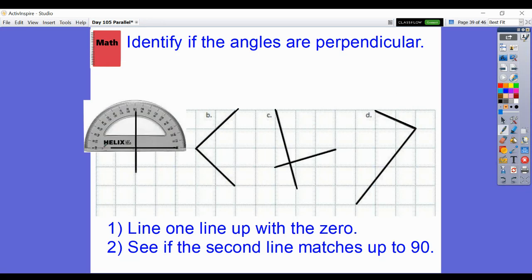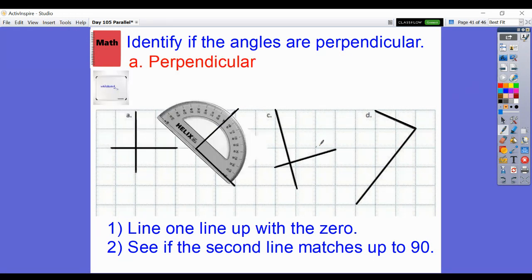A, you place one line right on the baseline, 0 degrees, and then the second line should be 90 degrees, and it is 90 degrees. Therefore, A is perpendicular. B, again, there's the baseline on 0 or 180, and this line should measure at 90, and it does measure at 90, so that is perpendicular. If you have a protractor at home, get it out and practice with it, play with it.